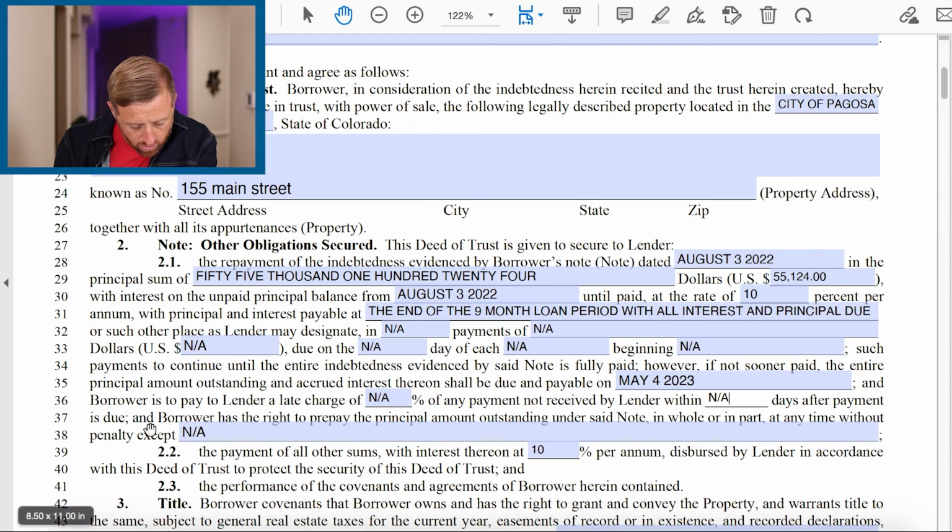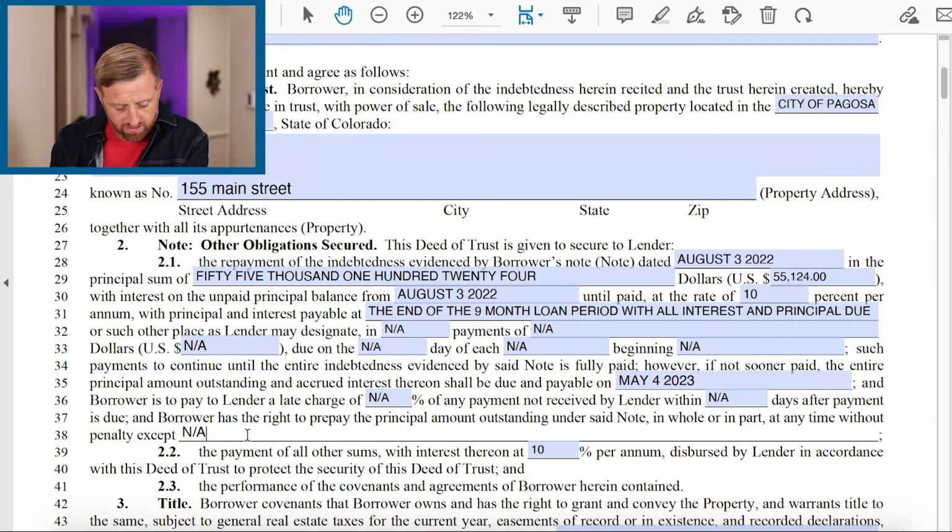After payment is due, borrower has the right to repay the principal amount outstanding under said note in whole or in part without penalty. Basically, it's just saying I can pay it off early. Repayment of all sums with interest therein at 10% per annum. Annum is 1 year, per year basically.